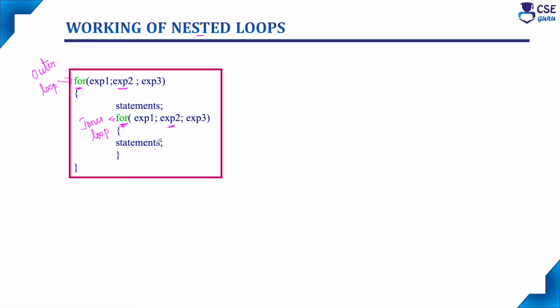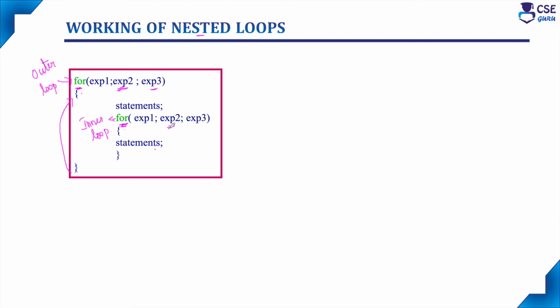Whenever the inner for loop condition fails, control is transferred to the outer for loop. The outer for loop checks the condition one more time, and if the condition is true, it allows the inner for loop to execute again. Until its condition fails, it executes repeatedly. So this process continues. Whenever the outer for loop condition is true, the inner for loop is allowed to execute until its condition fails.